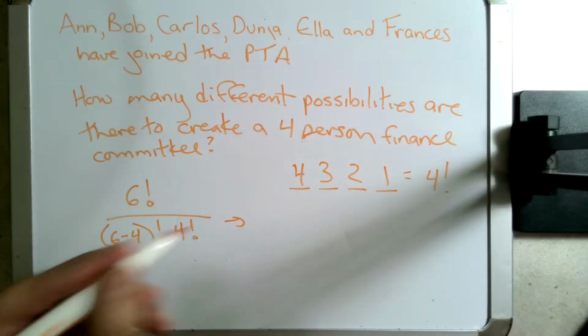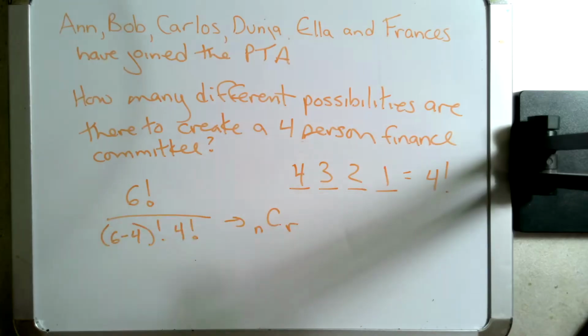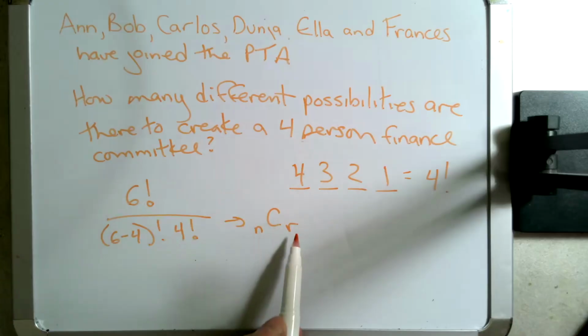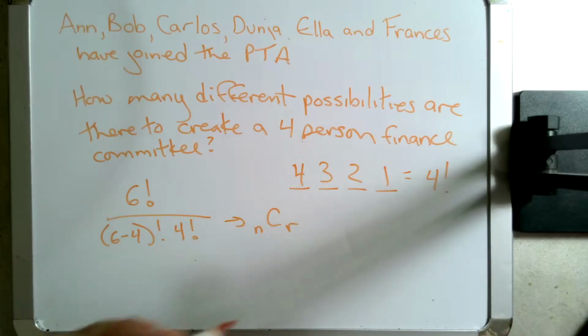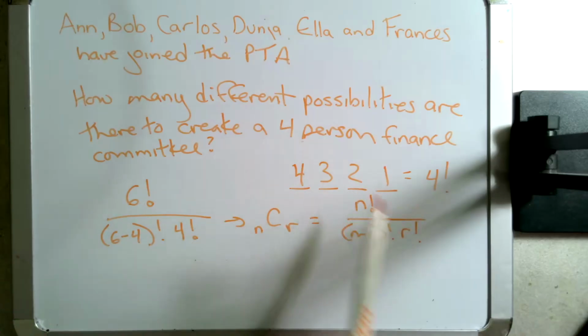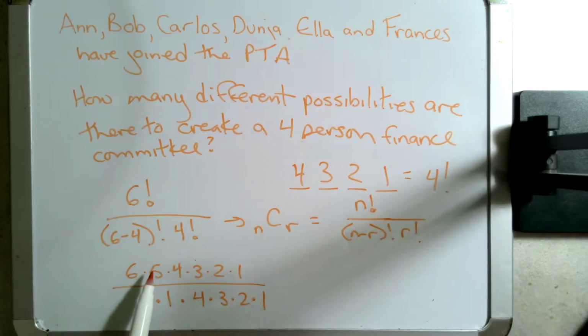Generalized, that means nCr, the number of combinations of r people I can select from a group of n people in this case, is n factorial divided by r factorial times n minus r factorial. So let's take a look at what that looks like here. 6 times 5 times 4 times 3 times 2 times 1 divided by 2 times 1. That's that initial thing of permutation.